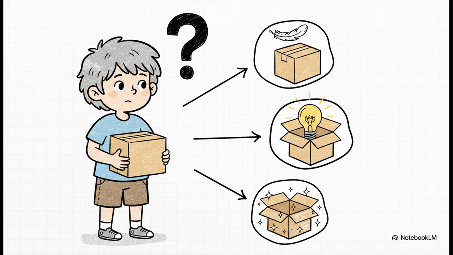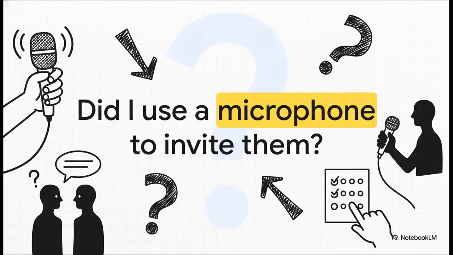Does it mean the box isn't heavy? Does it mean it contains an electric lamp? Or is the box shiny? Your readers should never have to guess. Then there's structural ambiguity, where the grammar itself is the problem. Look at this sentence, "I invited the person with the microphone."